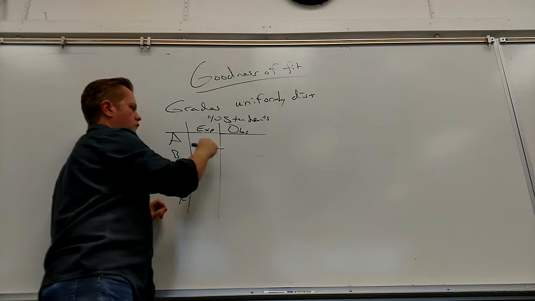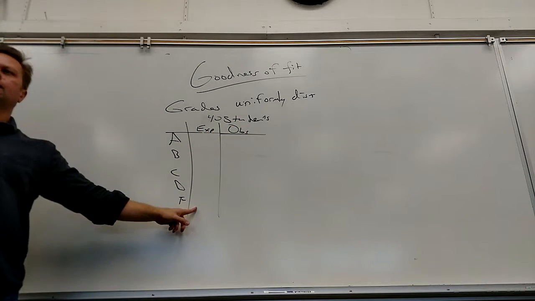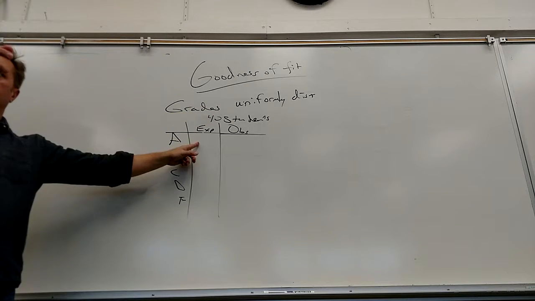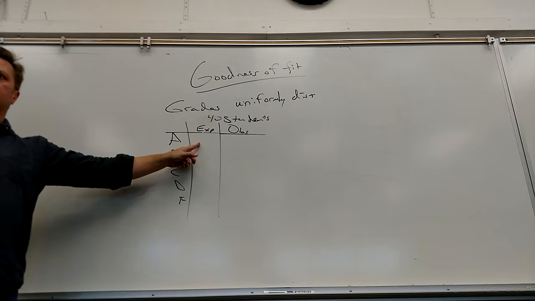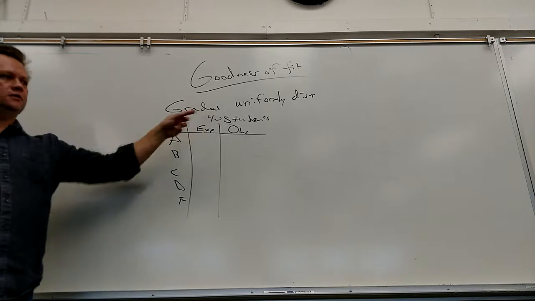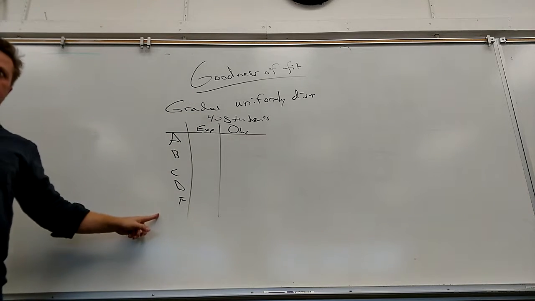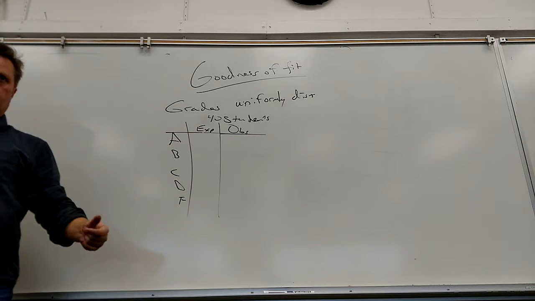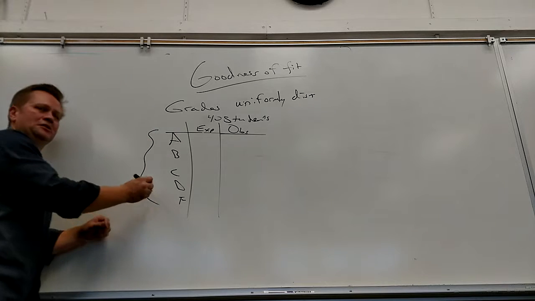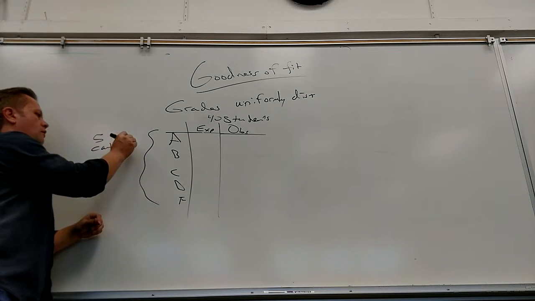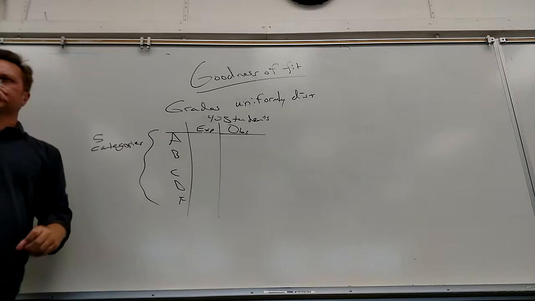Expected versus observed. So what's expected then, if I think that they're uniformly distributed? Say again? 8. There should be 8 A's. How did I get that? 40 students divided by 5 possible grades means there would be 8 in each category. So how many categories are there? 5. That's going to be important in a second.